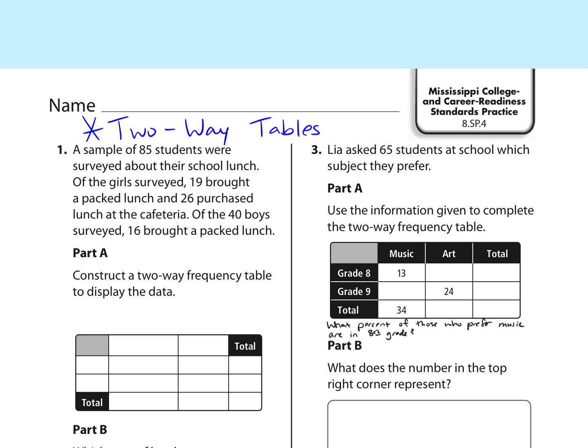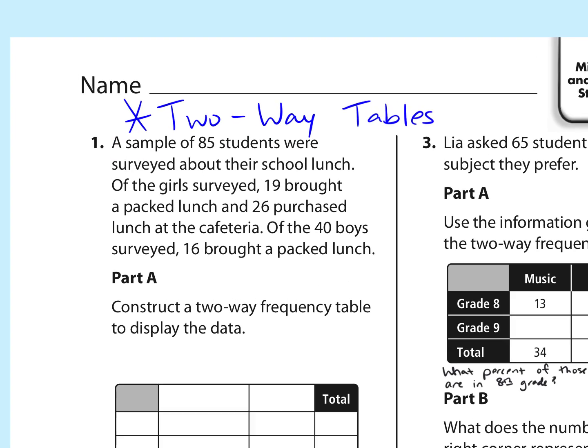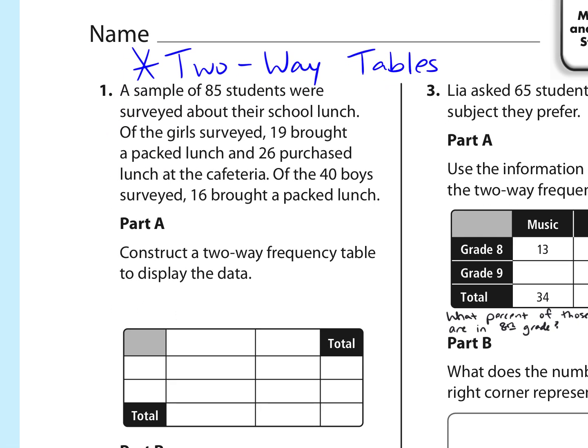Standard SP4 is about two-way tables. Number 1, a sample of 85 students were surveyed about their school lunch. Of the girls surveyed, 19 brought a packed lunch and 26 purchased lunch at the cafeteria. Of the 40 boys surveyed, 16 brought a packed lunch. Part A, construct a two-way frequency table to display the data.